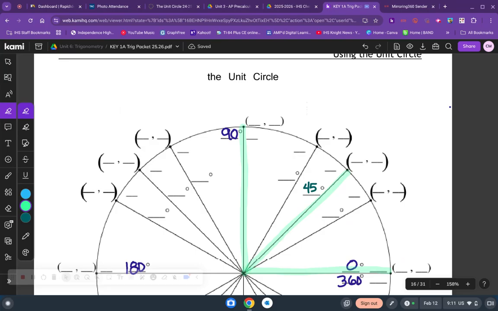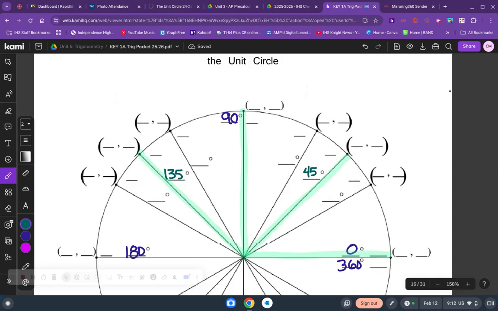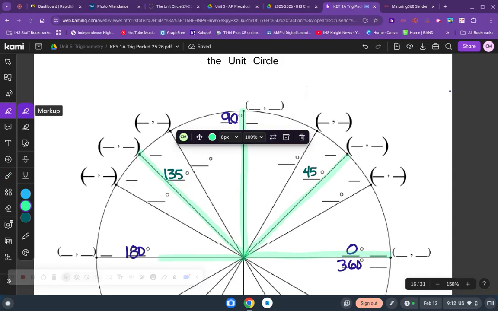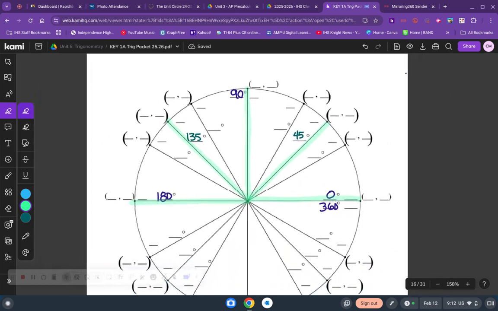If I keep going around the circle and I add to my 90 another 45 degrees, that would put me right here in the middle of this quadrant, in quadrant 2. And this would be how many? 135 degrees. And then if I add another 45 to that, does it equal 180? Yes. So everything's divided symmetrically all the way around the circle.